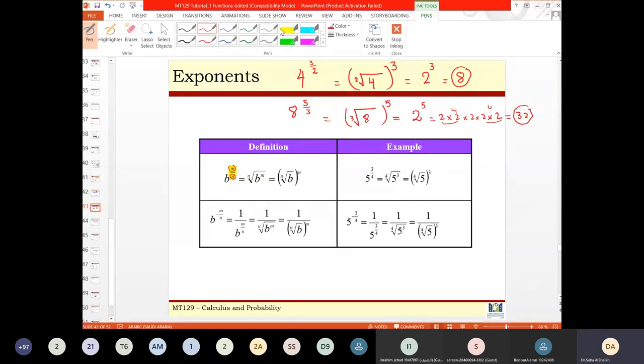So here they are showing you an example. If you have a 5 to the power 3 over 4. ال 4 اللي تحت is the fourth root. And 3 up is to a power 3.